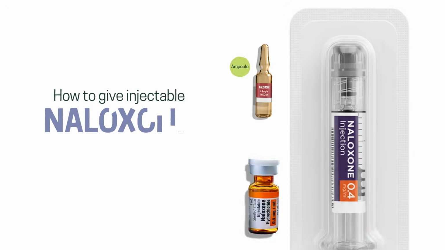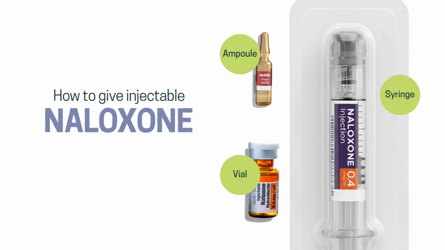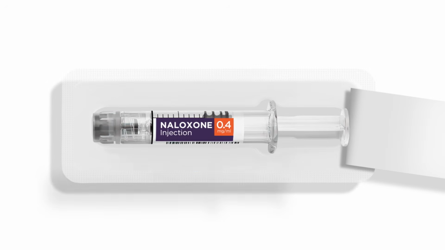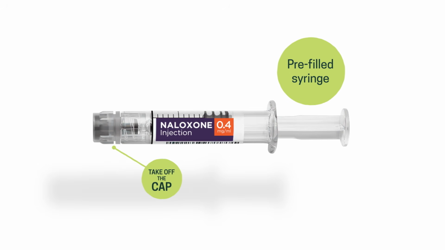How to give injectable naloxone. An ampoule and a vial of naloxone and a syringe appear. Put on gloves. A gloved hand appears. Open the syringe package. If you have a pre-filled syringe, take off the cap. A pre-filled syringe package appears and opens. An arrow points to the cap.